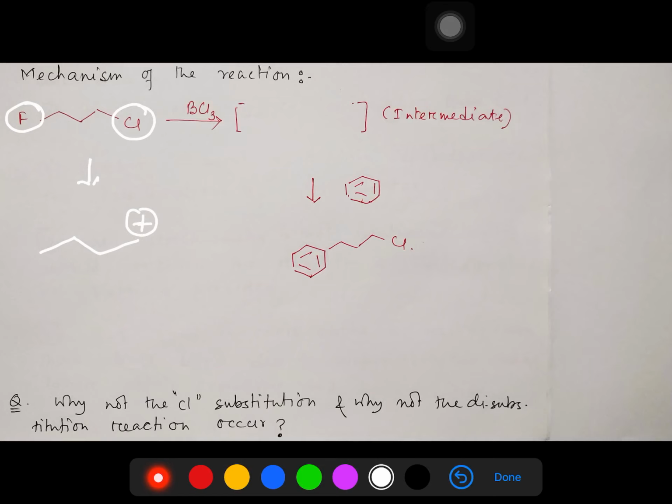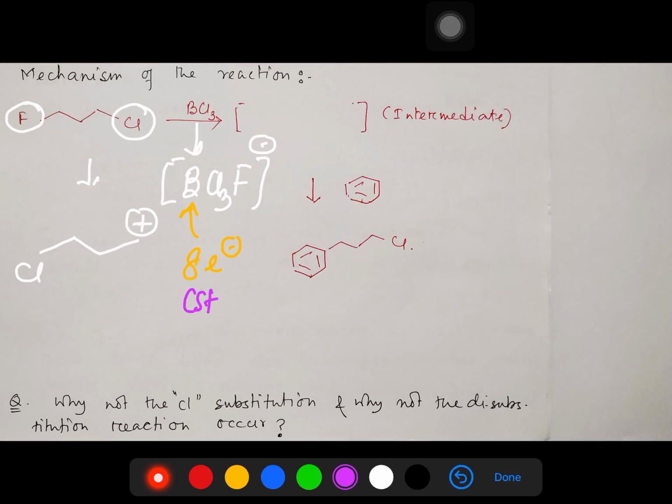Why? Because fluorine leaves as fluoride, and that fluoride binds with BCl3 to give BCl3F minus. Now look at this molecule: it has 8 electrons, so the octet is filled. What is the advantage? It is stable, so we can consider it relatively stable.